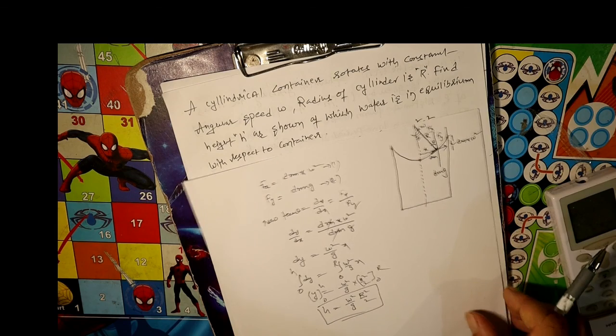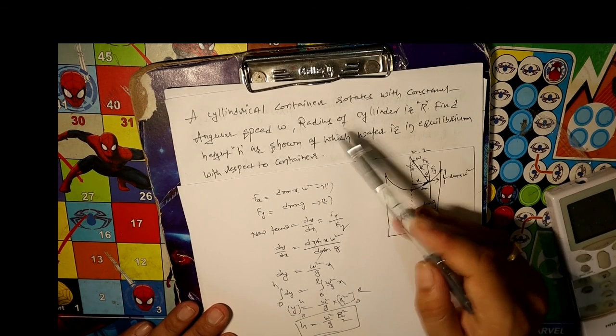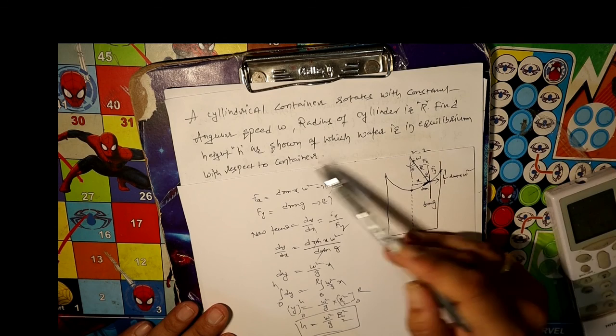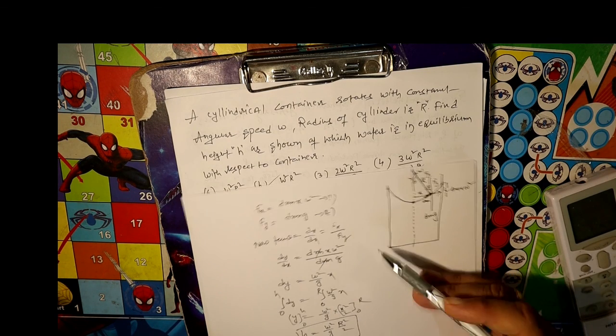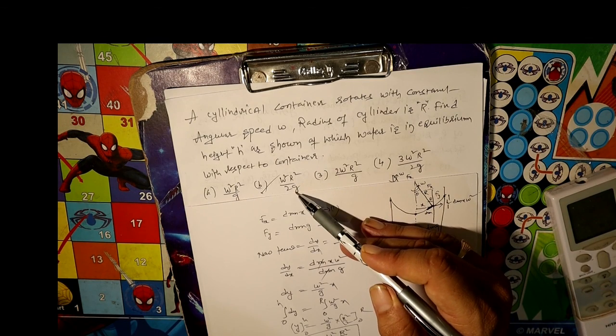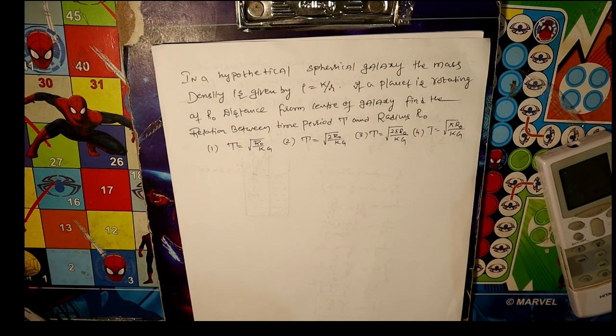So this is the problem. A cylindrical container rotates with a constant angular speed omega. Radius of the cylinder is r. Find the height h. So h is omega square r square by 2g. This is our correct option. Let us discuss another problem here.